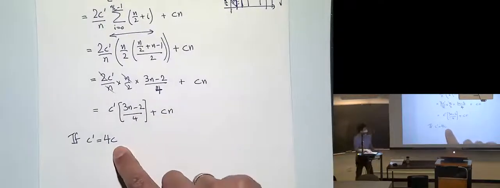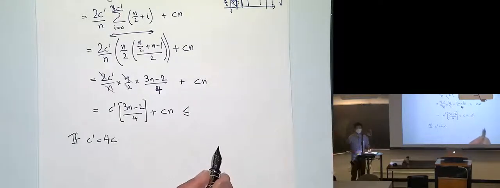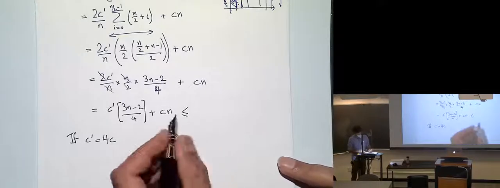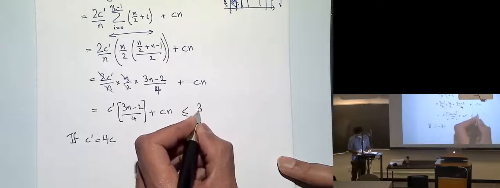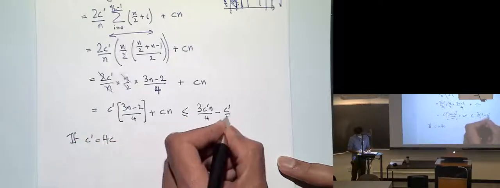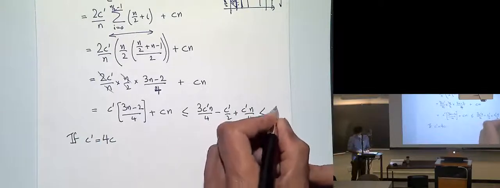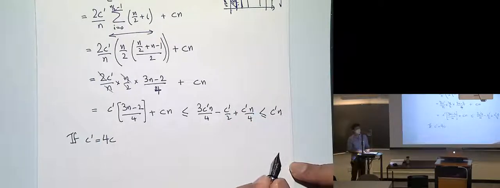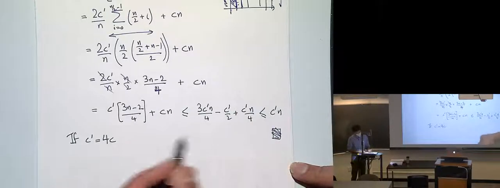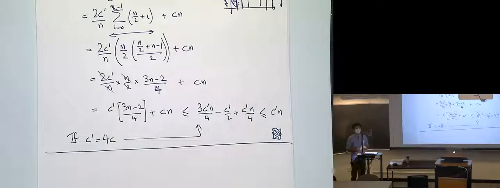So if you choose c prime to be 4 times c, well then observe that, oh, that's what you mean by c prime over 4. Okay, I think I understand now. You get 3 c prime n over 4 minus whatever, c prime over 2, plus c prime n over 4, which is at most c prime n. And so that completes the proof. Okay?